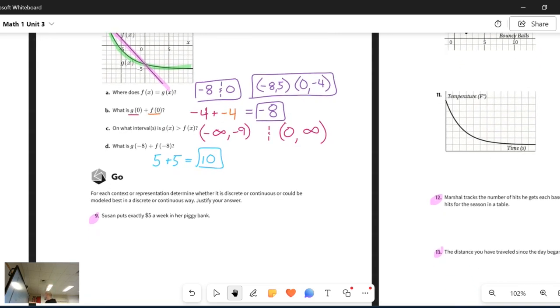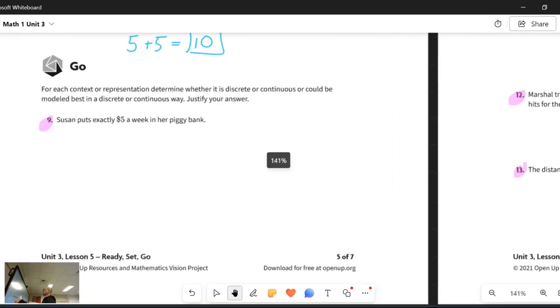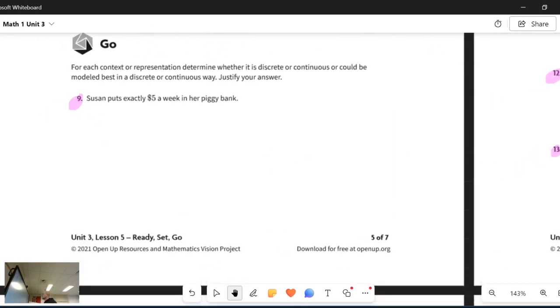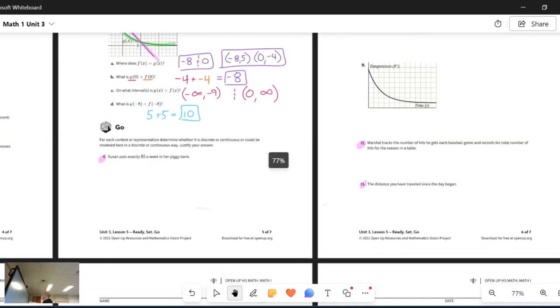The rest of these, I believe I will be just talking through, and I mean it this time. For each context or representation, determine whether it's discrete or continuous or could be modeled best in a discrete or continuous way. Justify your answer. In problem 9, Susan puts exactly $5 in her piggy bank every week. I would absolutely say that this is discrete. At the end of the week, she puts in $5. Boop, $5 richer, $5 richer, $5 richer. She's not continuously growing it with interest or anything like that. She is just discrete because she's doing it once a week and then it's all done.